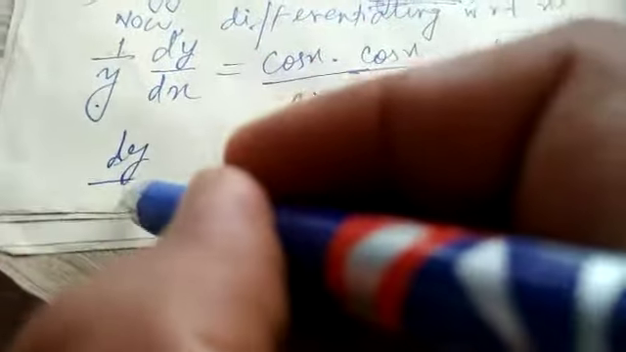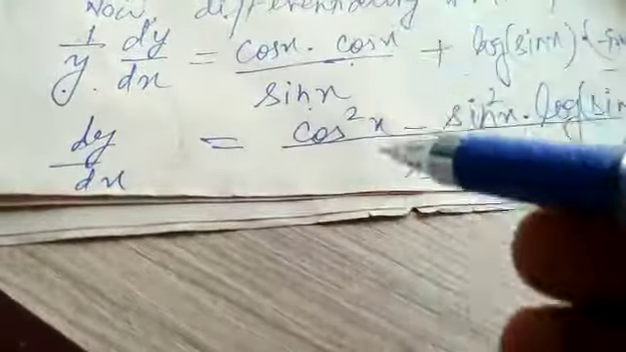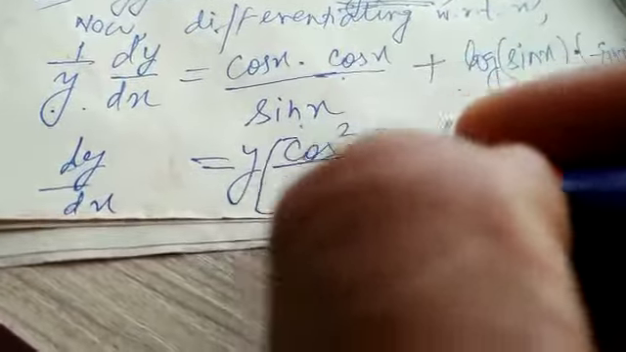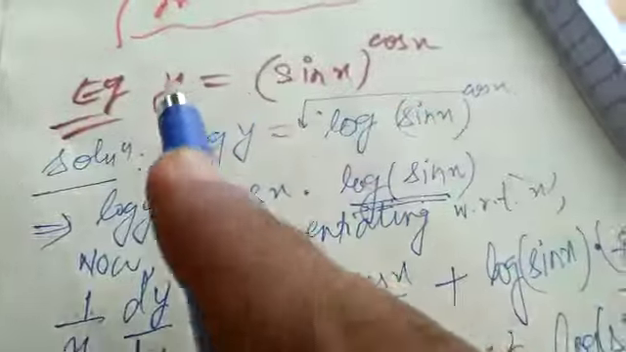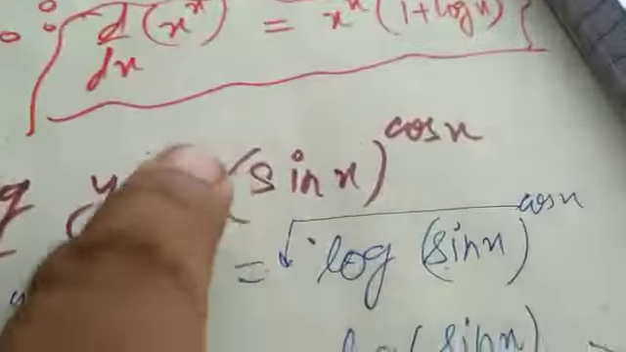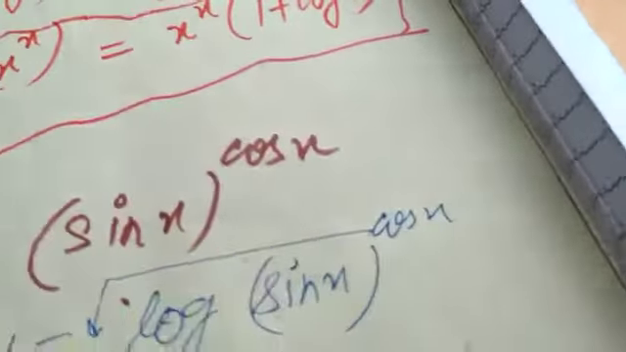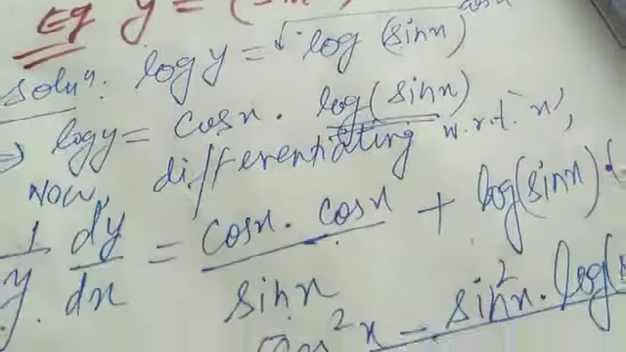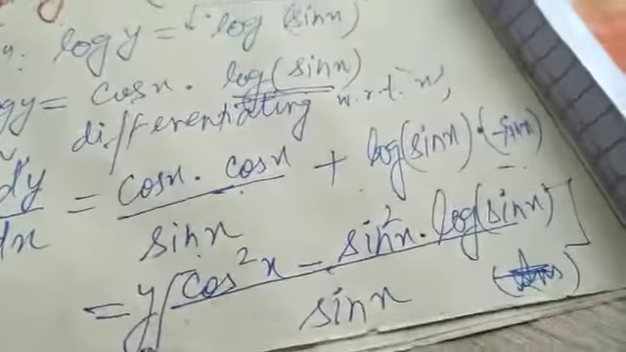So dy by dx, when this y is transferred over here, I'll have to write y times, and then y can be resubstituted. If y is given in the question, you write it simply as y. But if it is only given as sin x to the power cos x and we are taking the variable y, then we have to replace this y. If it is given in the question, you leave the answer in terms of y like this, with implicit differentiation.